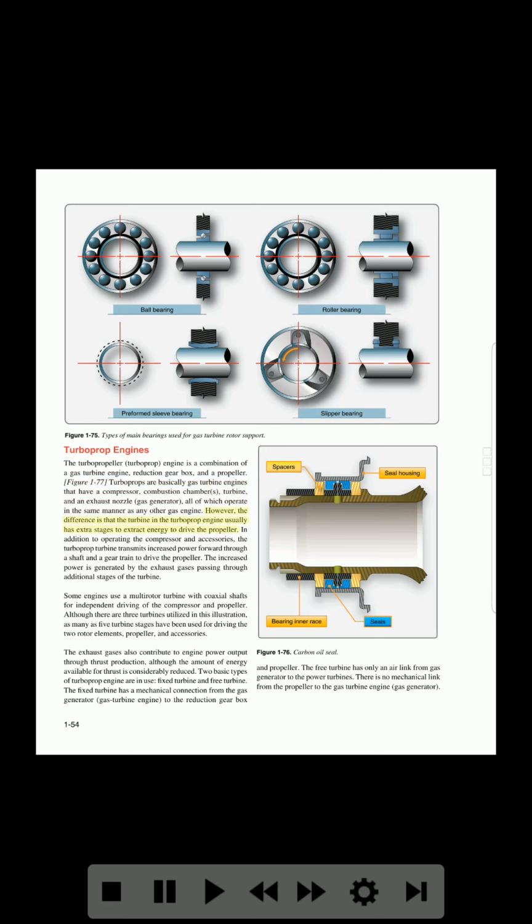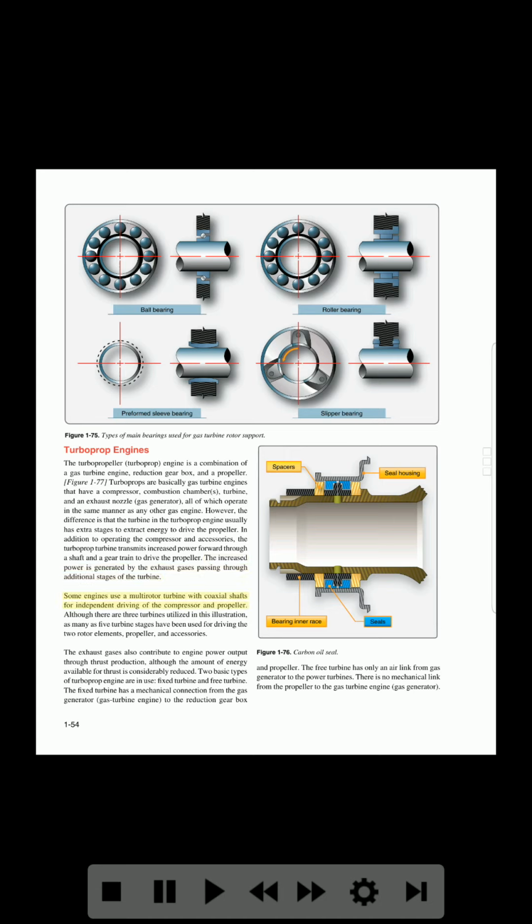However, the difference is that the turbine in the turboprop engine usually has extra stages to extract energy to drive the propeller. In addition to operating the compressor and accessories, the turboprop turbine transmits increased power forward through a shaft and a gear train to drive the propeller. The increased power is generated by the exhaust gases passing through additional stages of the turbine.